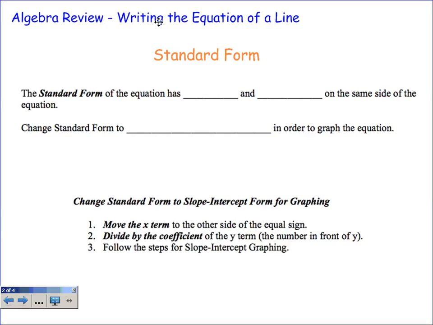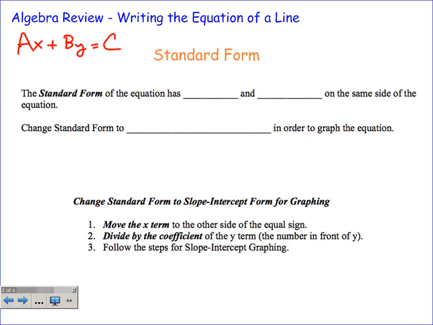Standard form is actually written this way. It's ax plus by equals c, where a, b, and c are some sort of coefficients. They could be positive, they could be negative, they could be fractions, they could be decimals. That is gross.